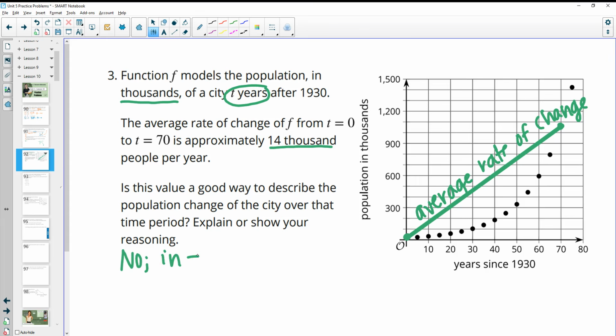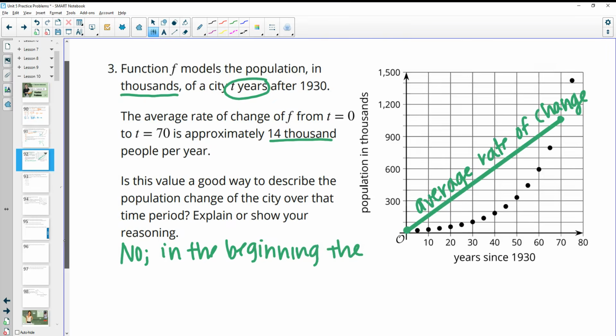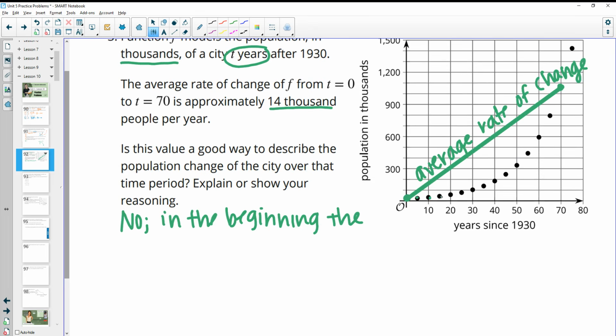So in the beginning, the population isn't changing very much, right? Like it's just growing by a little bit. So in the beginning, the population growth isn't very fast.